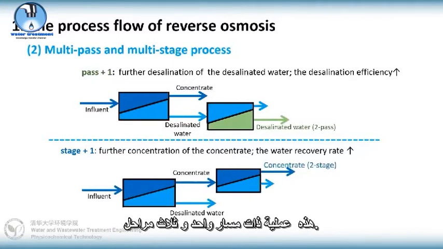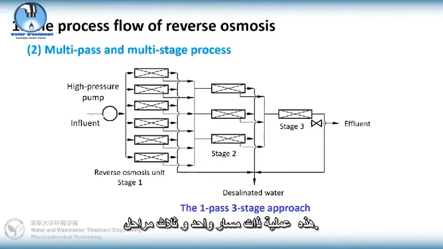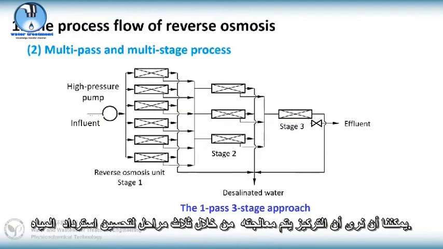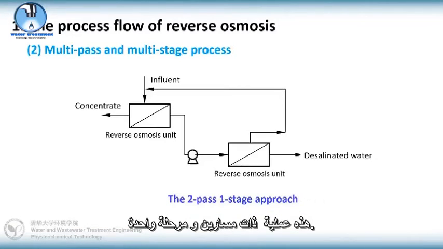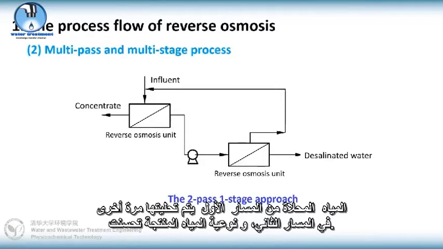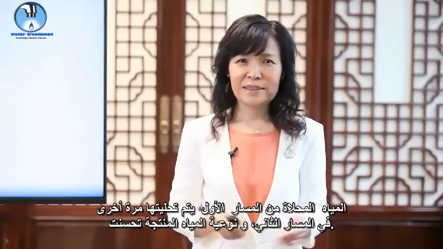This is a one-pass, three-stage process. We can see that the concentrate is treated through three stages to improve the water recovery. This is a two-pass, one-stage process. The effluent of the first pass gets further desalinated in the second pass and the effluent quality is improved.